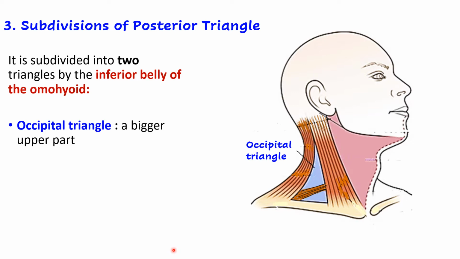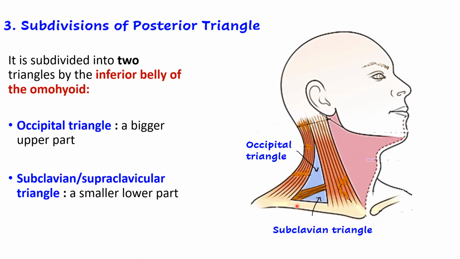This muscle will divide. Now the upper triangle, which is towards the occipital region, will contain an artery known as occipital artery. This is much larger. This is occipital triangle. The lower one, which is smaller also, will contain subclavian artery. This is known as subclavian triangle. This triangle, because it is present above the middle third of the clavicle, is also known as supraclavicular triangle. So the two triangles are occipital above, subclavian below, which is also known as supraclavicular triangle. And which muscle divides it into two parts? Inferior belly of omohyoid.